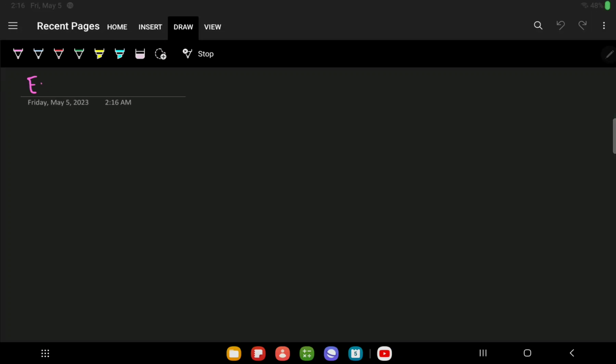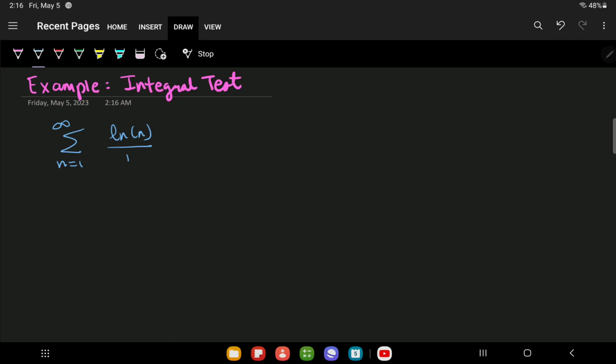Today we do an example of the integral test. Suppose we have the sum from n equals 1 to infinity of natural log of n over n.